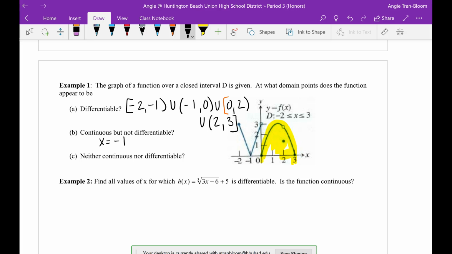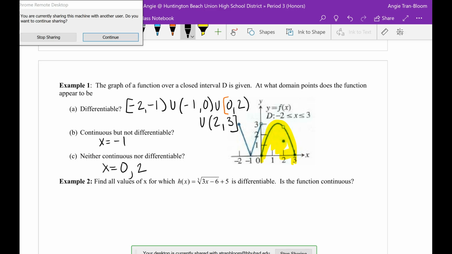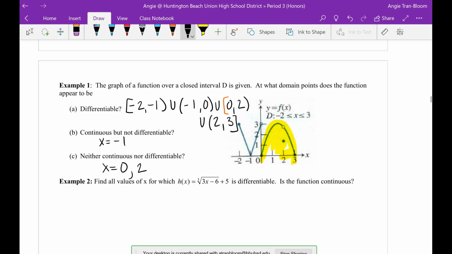All right. When? C, final answer. How many locations? 2, at 0 and at 2. Okay. Neither continuous nor differentiable. Okay. Any questions on just example 1?